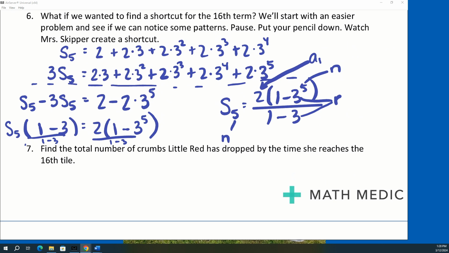So we're going to do this for the 16th. And you can write this down. Write down number 7. 2 is still going to be the first term. 3 is still going to be your common ratio. But what power do I need to use this time? The 16.